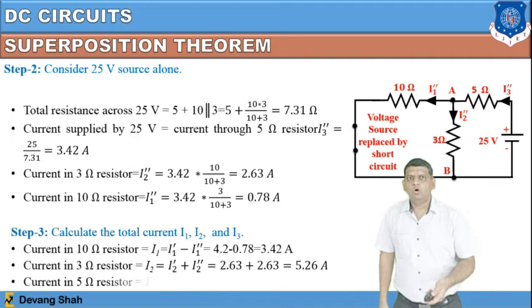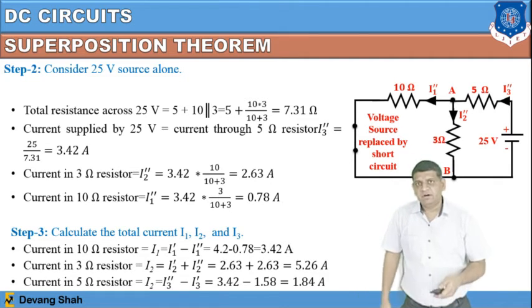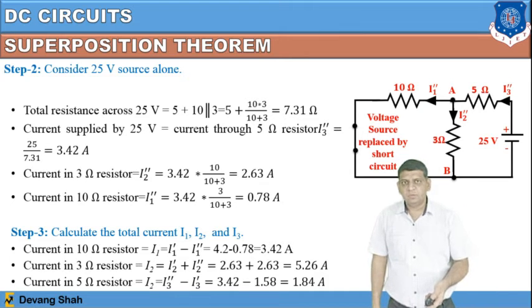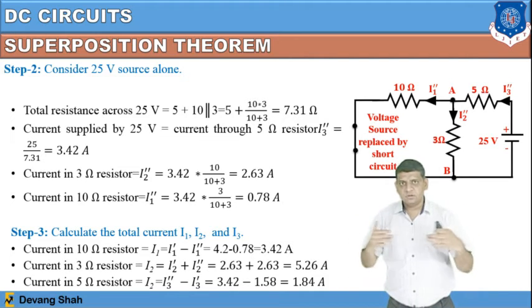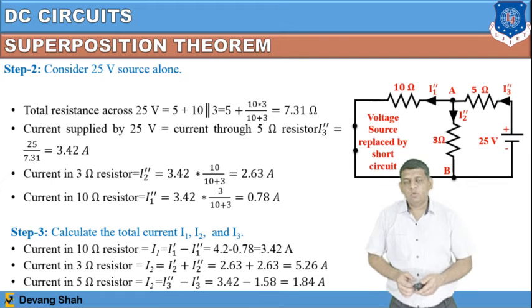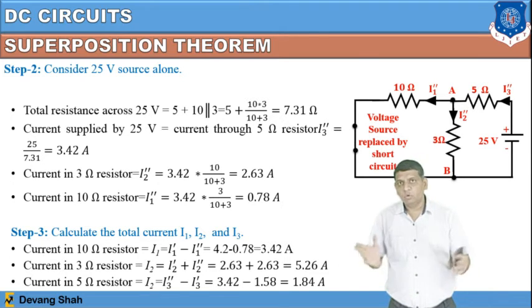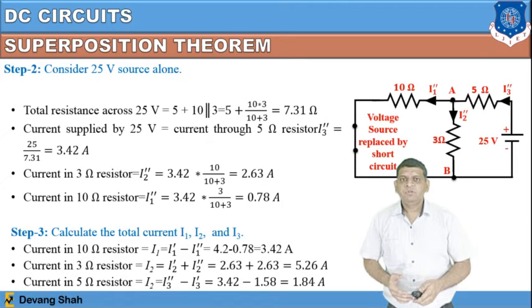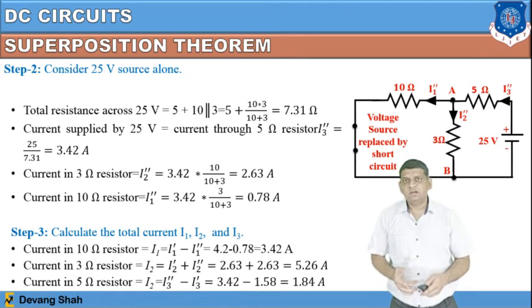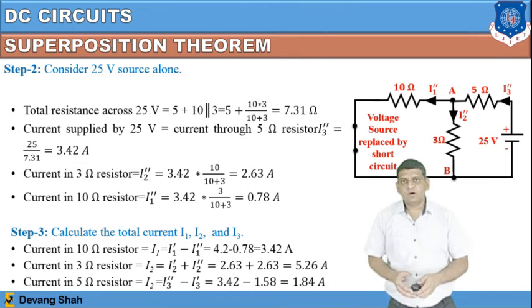So you can see all the currents. I1 current, which is I1 dash minus I1 double dash, is nothing but two currents in opposite directions for the 10 ohm resistance. So it's 4.2 minus 0.78, so 3.42. Same way, the current which is passing through the 3 ohm, where two currents are in the same direction for both the effects, is 5.26. And the same way the current passing through the 5 ohm resistance, I2, is equal to I3 double dash minus I3 dash. Again, two currents are in the opposite direction passing through the 5 ohm. From these two effects, that current is 1.84 ampere, right?